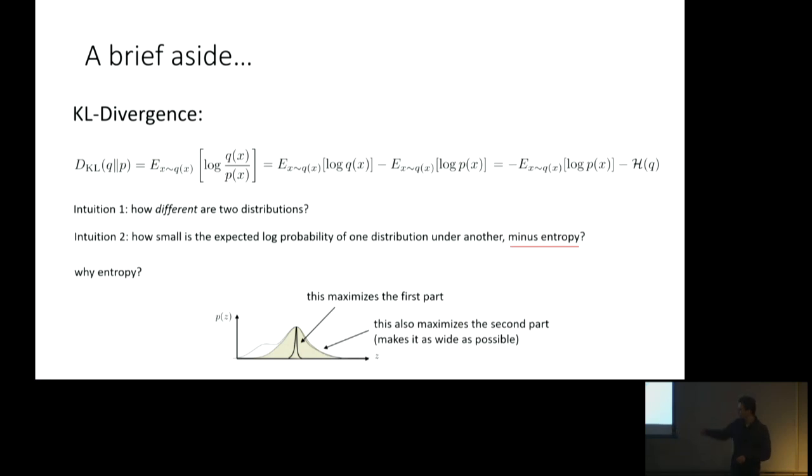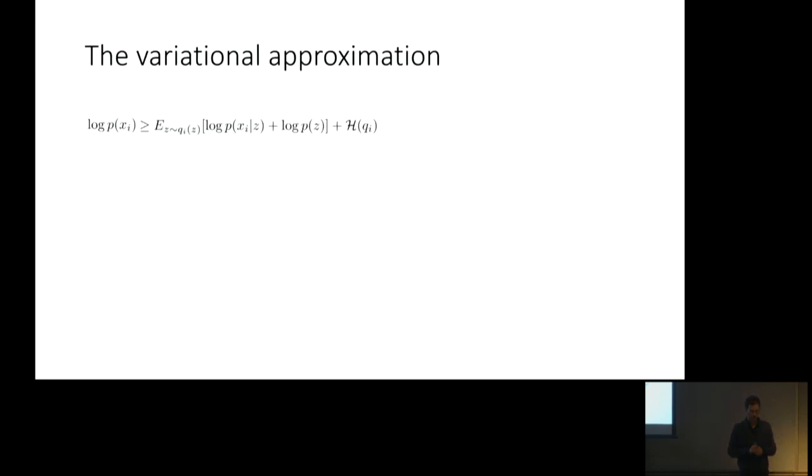All right, so now let's actually use this KL divergence to analyze that bound a little bit more to understand a little more closely what it's doing. So this is the bound that we derived. We derived that the log of the probability of xi is lower bounded by the expectation under q of z of log p of xi given z plus log p of z, which is just log p of xi comma z, plus the entropy. Yes, question?